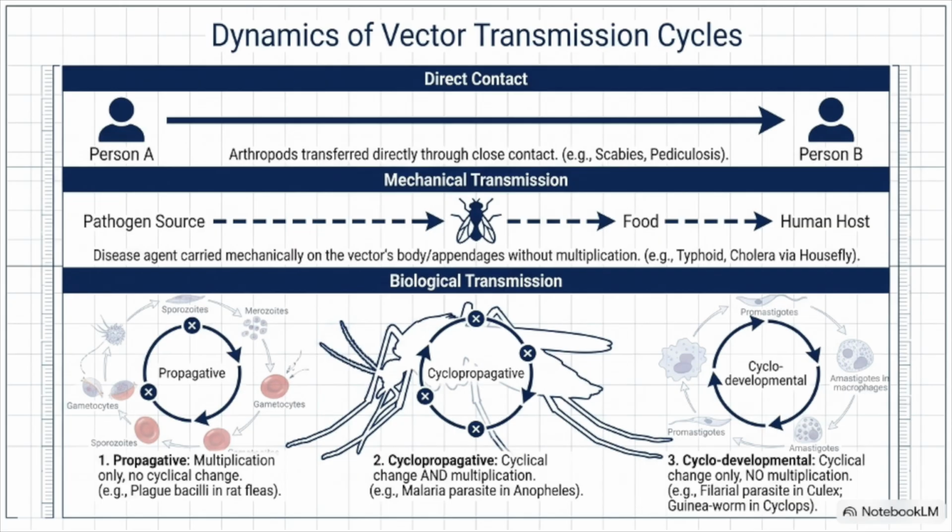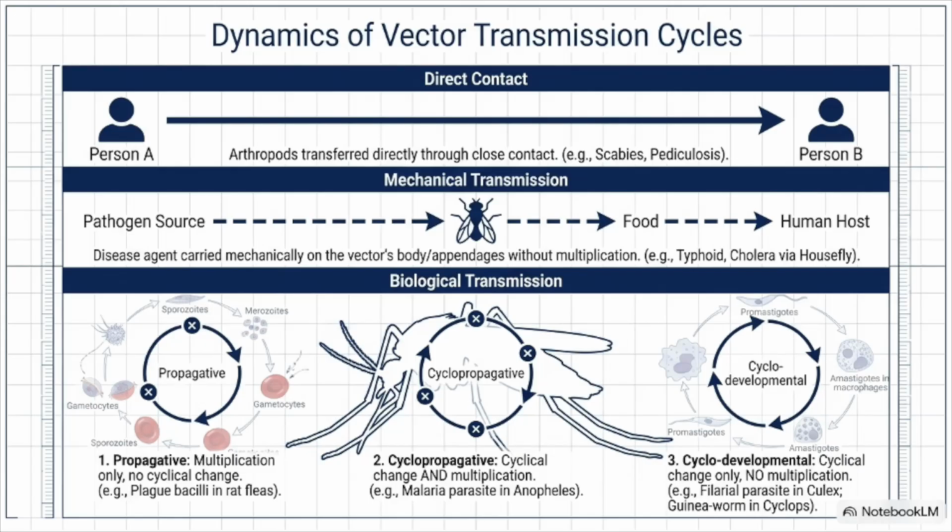Let us now understand the dynamics of vector transmission cycles. The first is direct contact, where arthropods are transferred directly through close contact between two people, as seen in scabies and pediculosis. The second is mechanical transmission, where the disease agent is carried mechanically on the vector's body or appendages without multiplication, moving from a pathogen source through the fly to food and then to the human host, as seen with typhoid and cholera through houseflies.